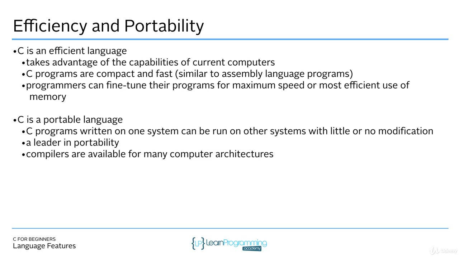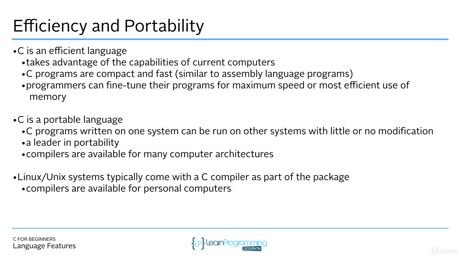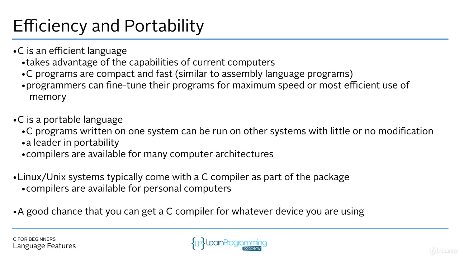In fact, C is the leader in portability, and the compilers are easily available. You can get a compiler on Windows, Linux, no problem. Linux and Unix systems typically come with a C compiler, so you don't even have to download it. Same with the Macintosh. So you can start writing C programs immediately. No external downloads. They're also available, obviously, for Windows, but typically for Windows, you will have to download a compiler. And we're going to be doing that when we download our required software. So there's a good chance that you get a C compiler for any device that you're using. You could probably get a C compiler also for an Android device or an iOS device.